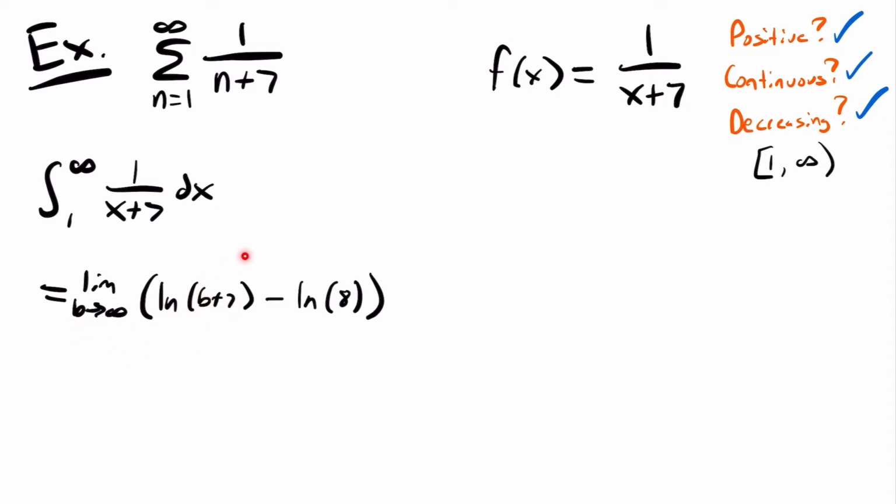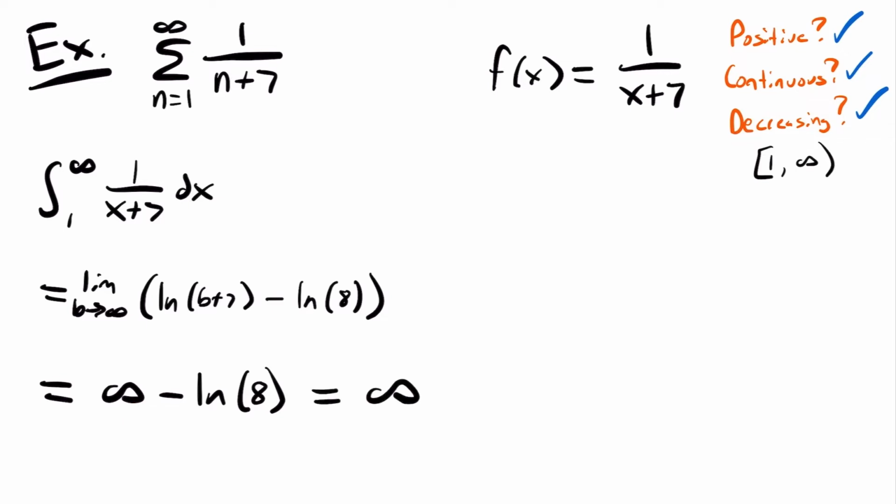Well, if b is increasing and we're adding 7 to it, then that whole expression is increasing towards infinity. And if we are plugging those values into the natural log function, when you input larger and larger values, the natural log function is going to output larger and larger values. And so this whole term is going to approach infinity. So this is equal to infinity minus the natural log of 8. But the natural log of 8 is pretty insignificant compared to infinity, and so that's still equal to infinity.